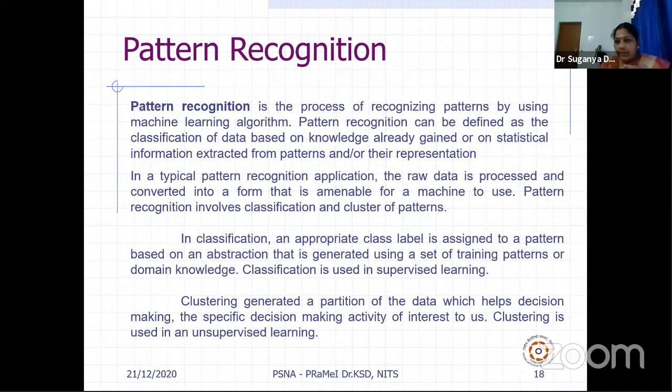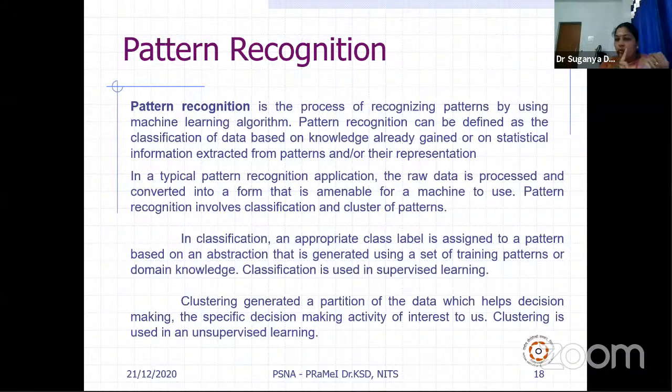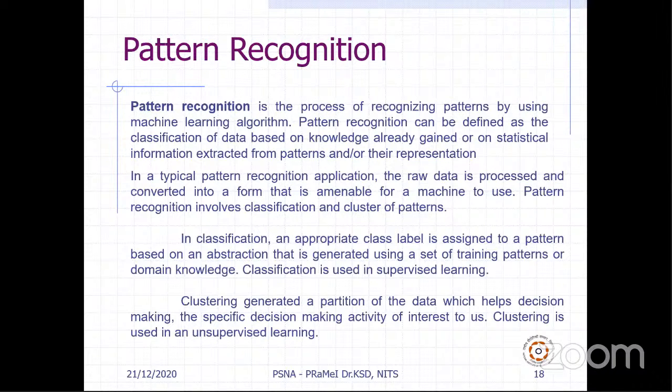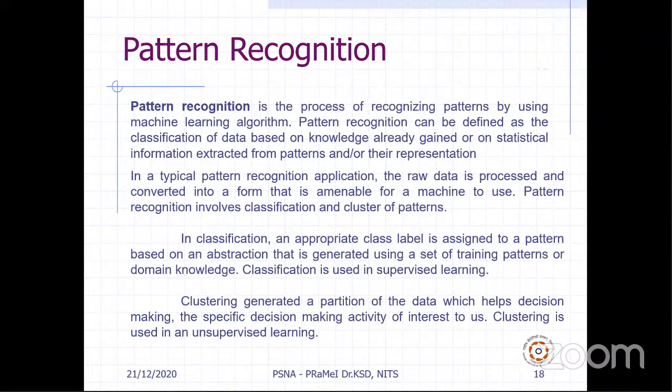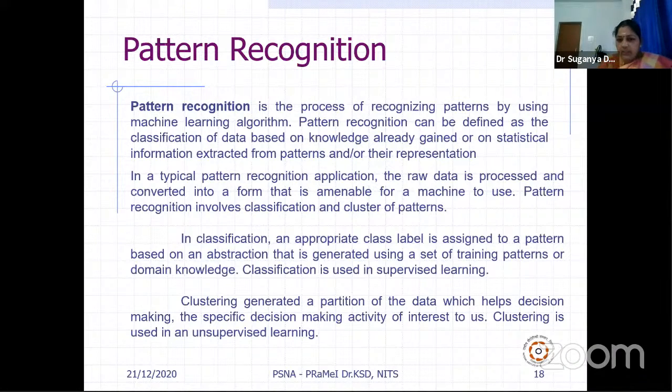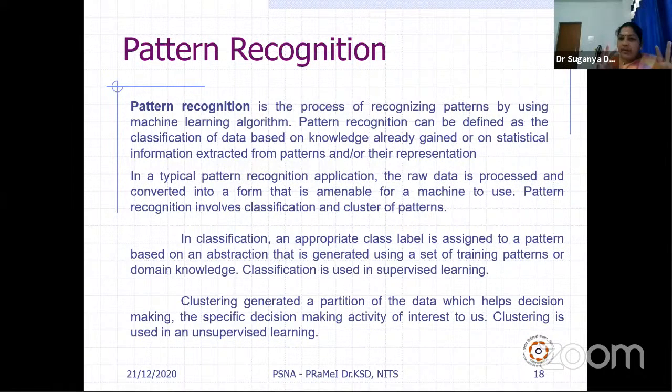The data is processed and converted into a form that is amenable for a machine to use. Pattern recognition involves classification and clustering of patterns. Classification is of course supervised learning, and clustering is unsupervised learning. In classification, an appropriate class label is assigned to a pattern. I will give all the labeled data and ask the machine to learn from the labels. That is your classification.